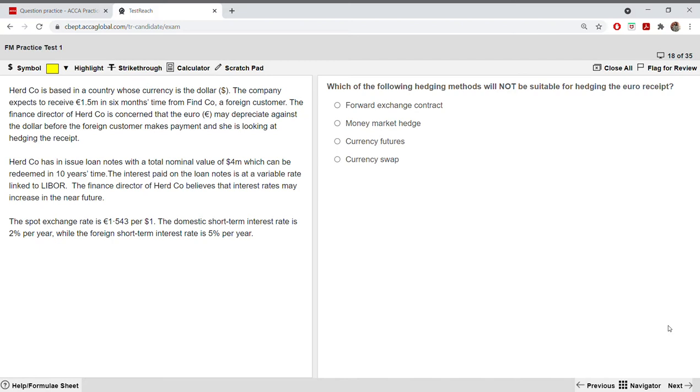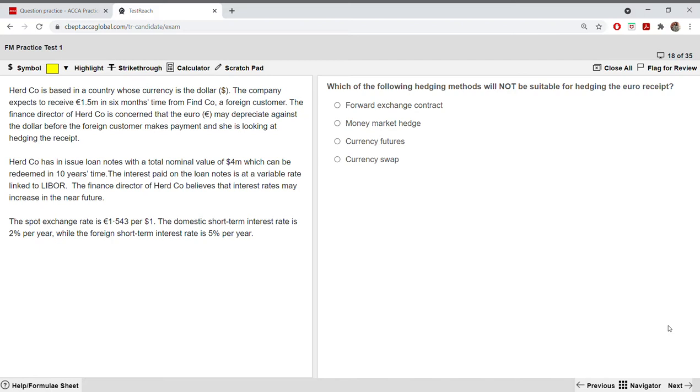And this question, again, is the same. You will be asked 5 questions from the same scenario. So if you have read it and understood it the first time, you don't have to read it again and again and waste time.